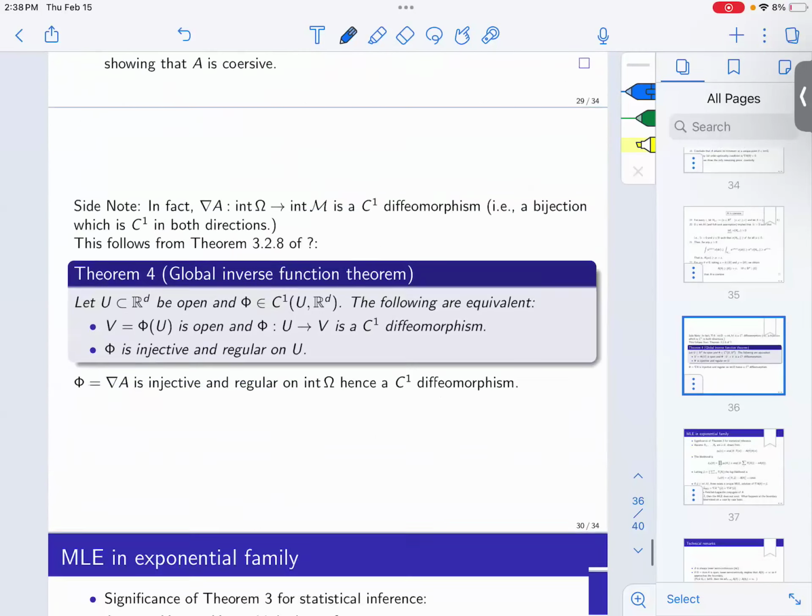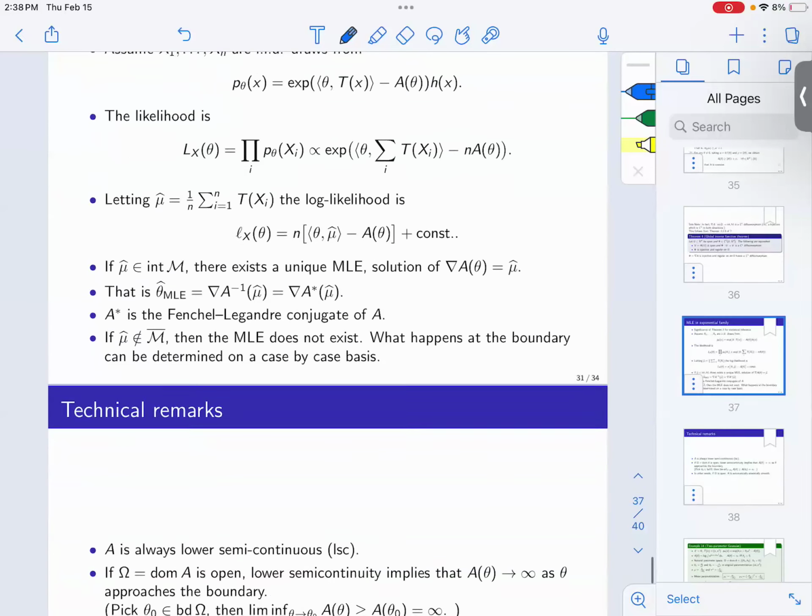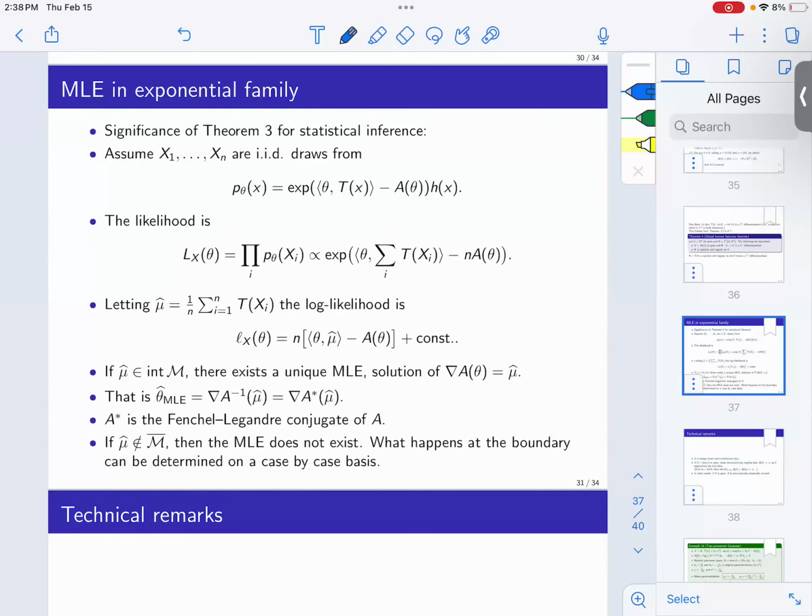Let's skip the proof. So why does that matter? Going back to what we did before, the significance for statistical inference: if you have IID samples from the distribution, which is again this Gaussian exponential family in canonical form, you write down the likelihood, which is another exponential family with the same dimension, but now there's a potential here.